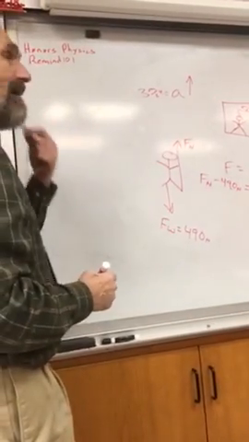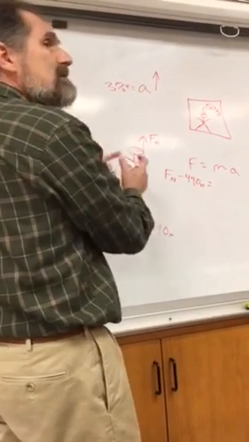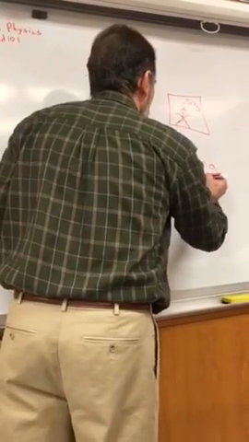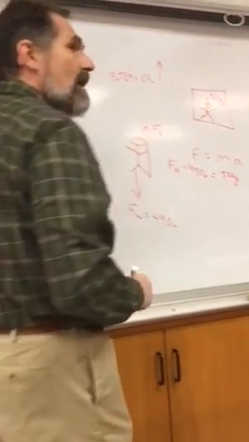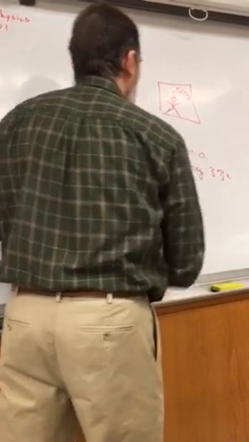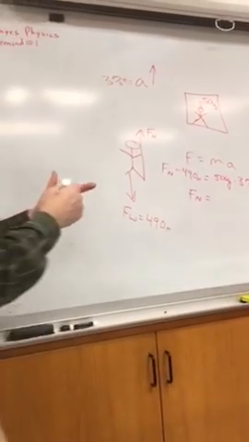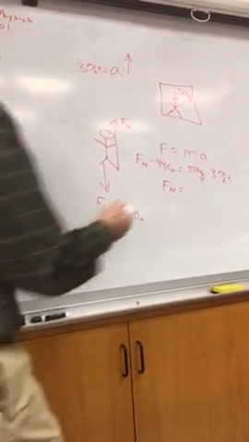What are we plugging in for the mass? 50. Do I care about the mass of the elevator? I'm only focusing on the person. You get it? 50 kilograms times what? 3. Oh, we have an acceleration of 3 meters per second squared. Could you calculate the Fn now? What is it? 640 newtons.